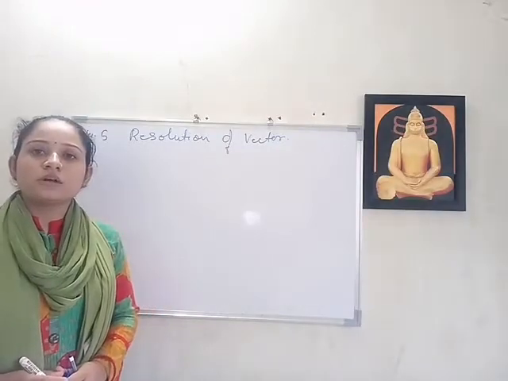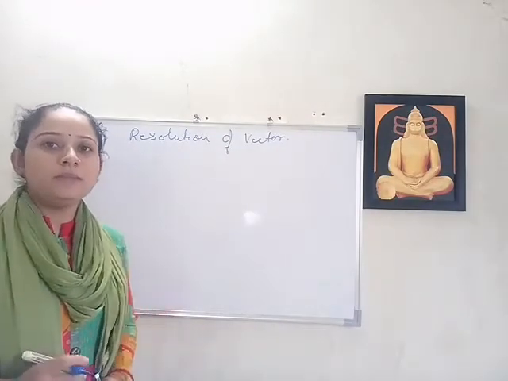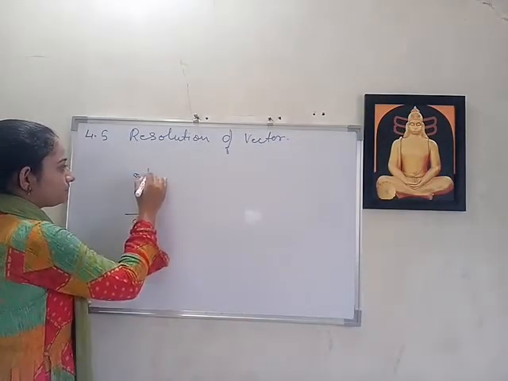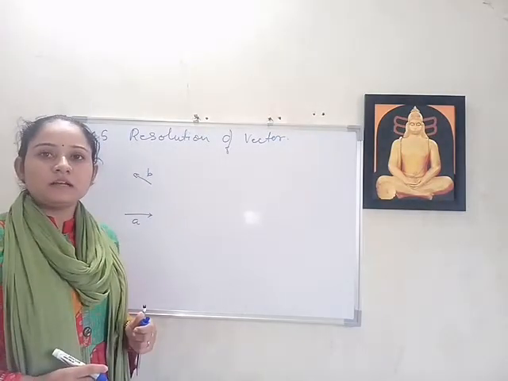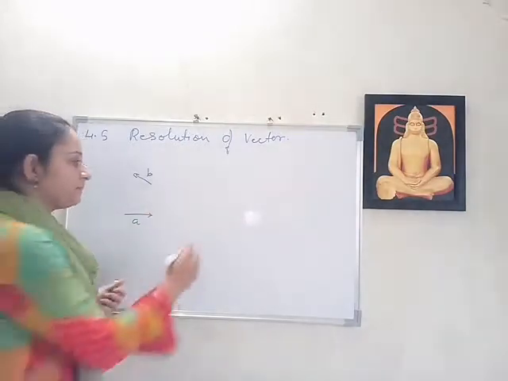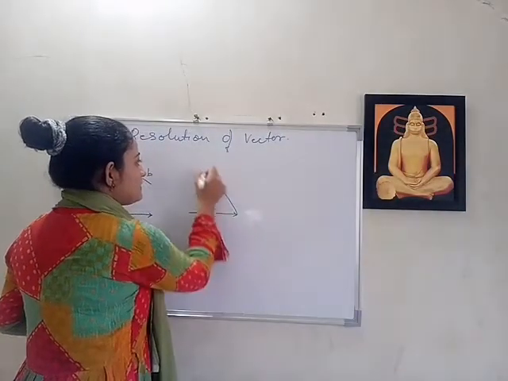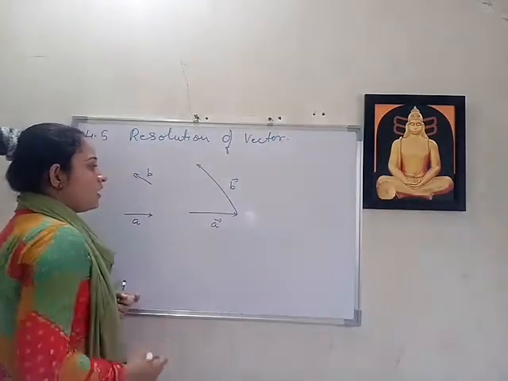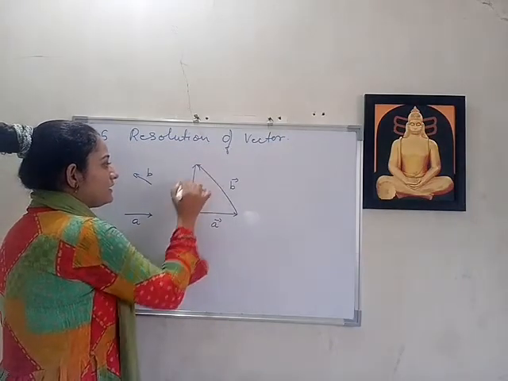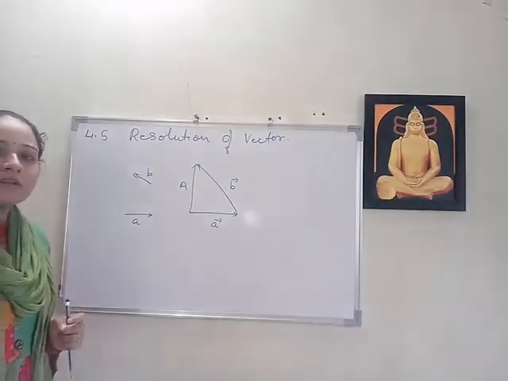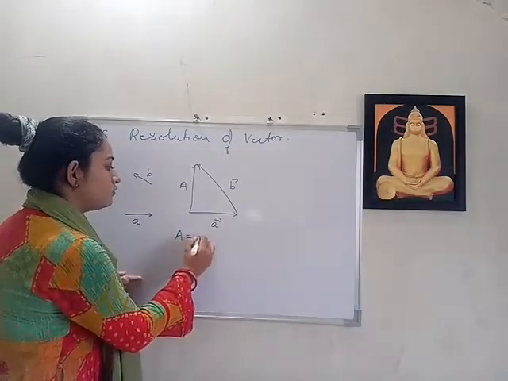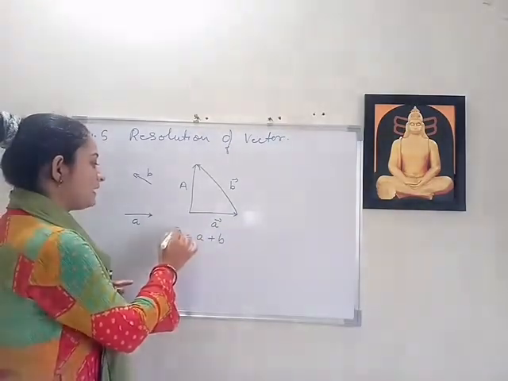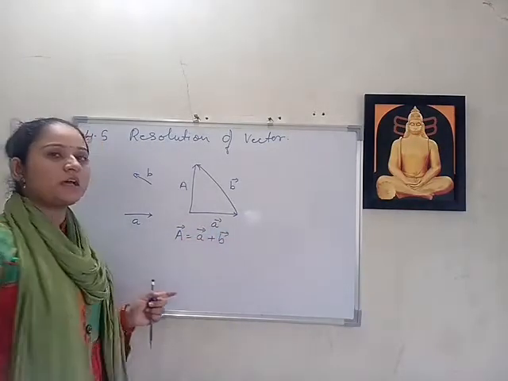Now first of all, consider two vectors, A and B. Say for example there is vector A and vector B. Now we will draw the parallel to vector A and vector B. So for example, this is the parallel of vector A and vector B, and we will get one resultant vector, capital A. So what will this A be? Vector A will be equal to vector A plus vector B.